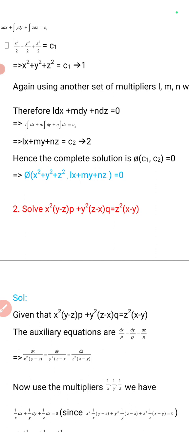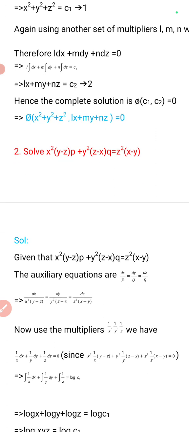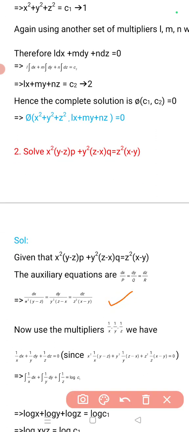So what is the first basic step to solve any sort of PDE, either by using the method of grouping or by using method of multipliers? We have to first write step 1. We have to write it as dx by P is equal to dy by Q is equal to dz by R. So what is in P's place here? X square into y minus z. What is in Q's place? Y square into z minus x. What is in R's place? Z square into x minus y.